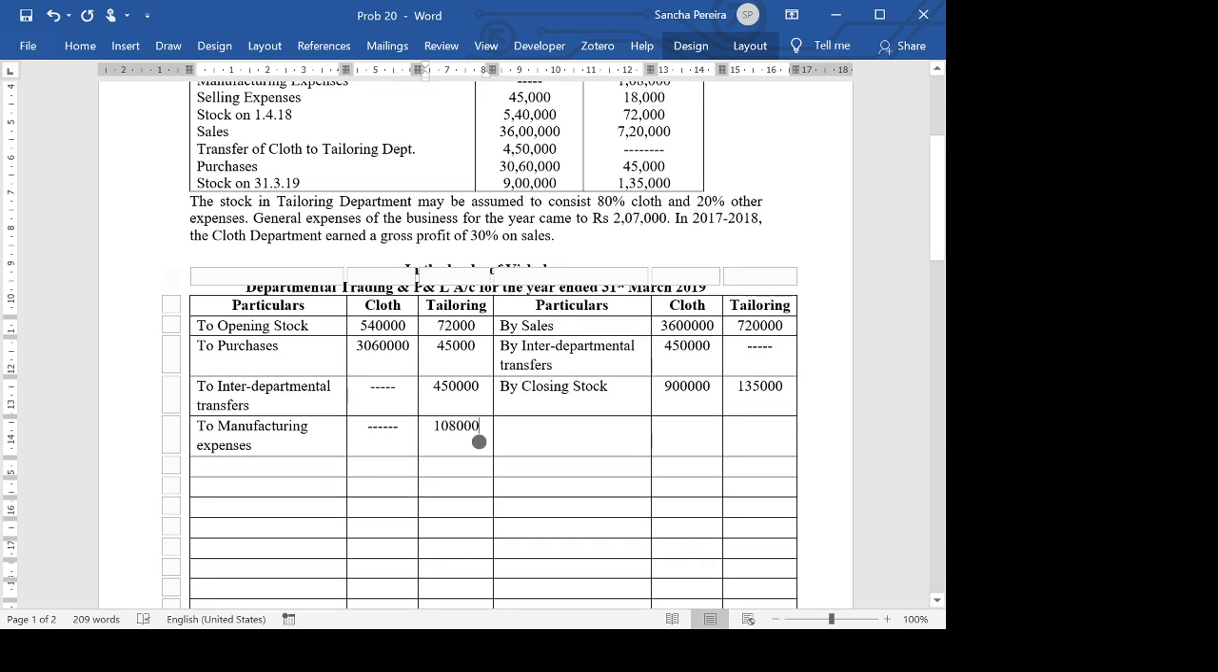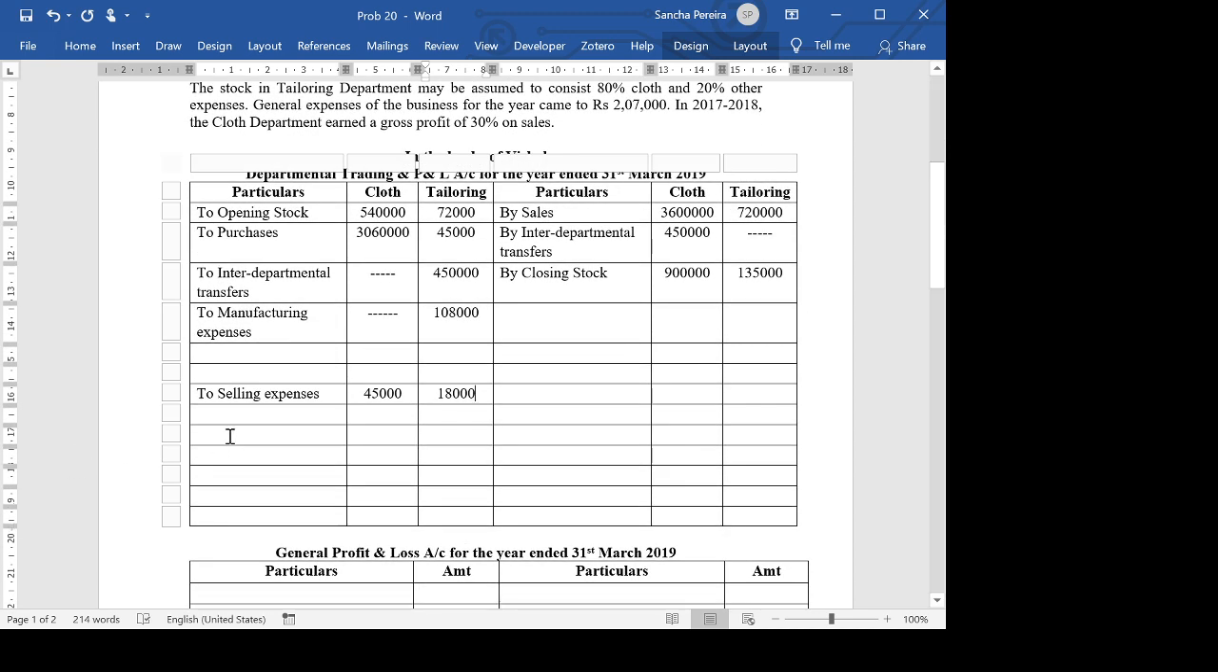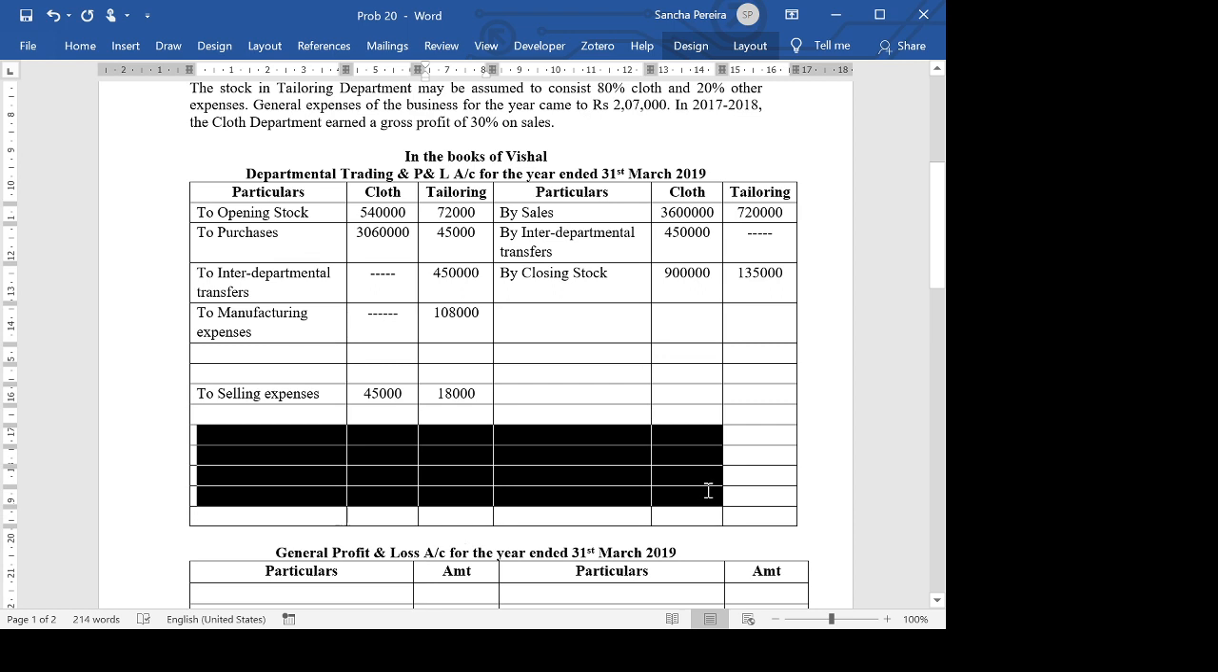So I'll move to the items of the profit and loss. So here we have two selling expenses. Selling expenses are 45,000 and 18,000. This is the only item that comes in the profit and loss. Okay. So I'll do these calculations and then move to the final part of the stock reserve.